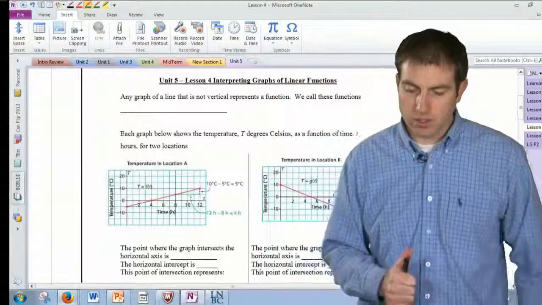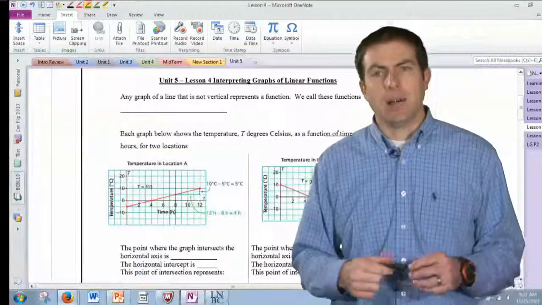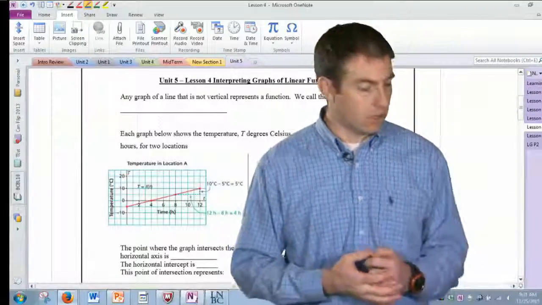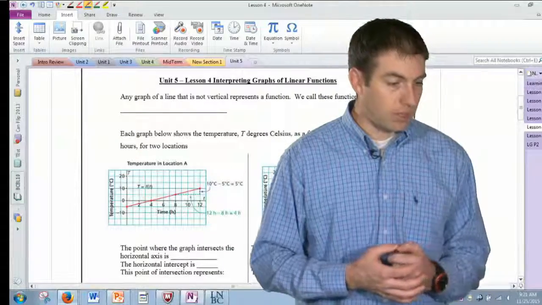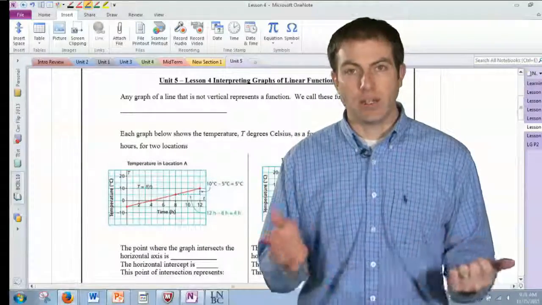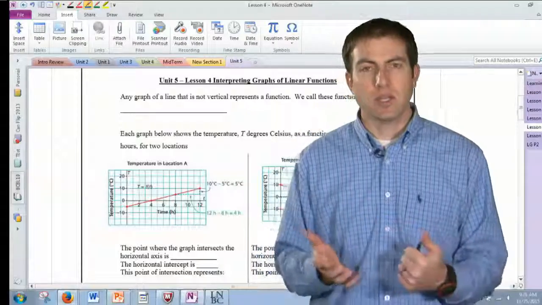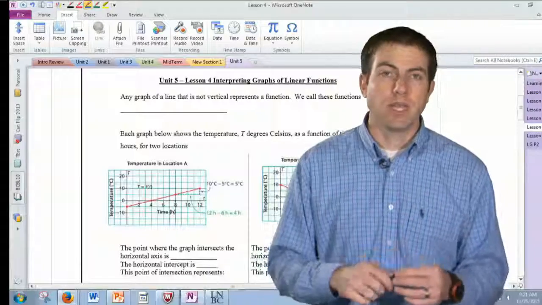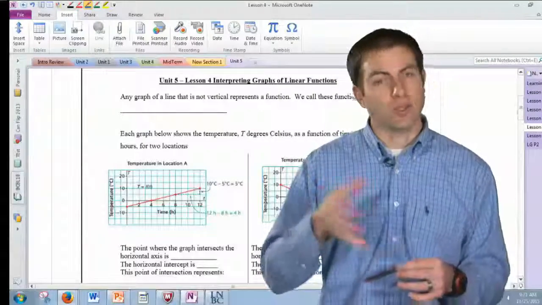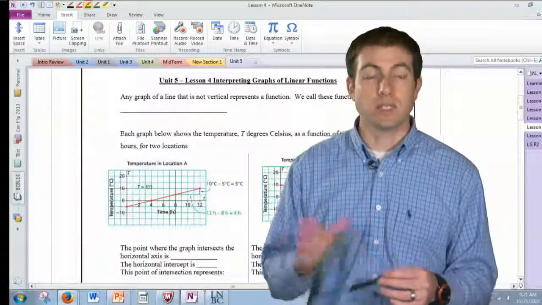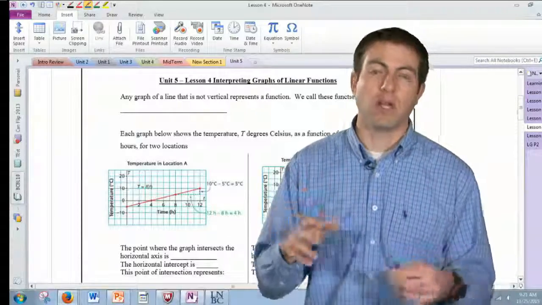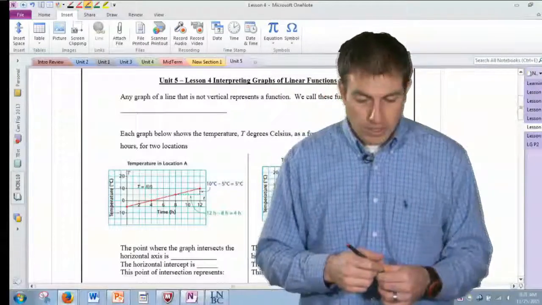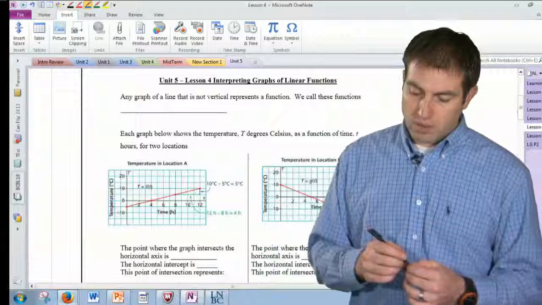So the title here is Interpreting Graphs of Linear Functions. Basically, we're just going to look at graphs, and we're going to try to get information from our graphs. So what can we look at on the graph and figure out what's going on? Graphs are really powerful because they can give you a lot of information in a really small amount of space. The idea is, can you decipher the information from the graph? What is the significance of each of the points? What is the slope of the line? What units are we talking about? And things like that. So any graph of a line that is not vertical represents a function.